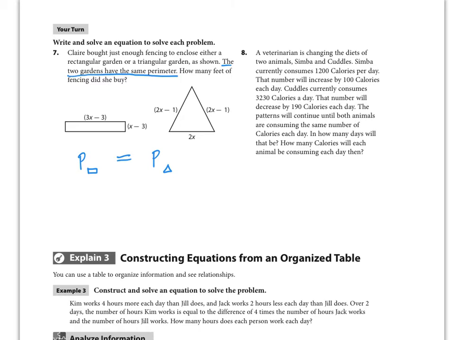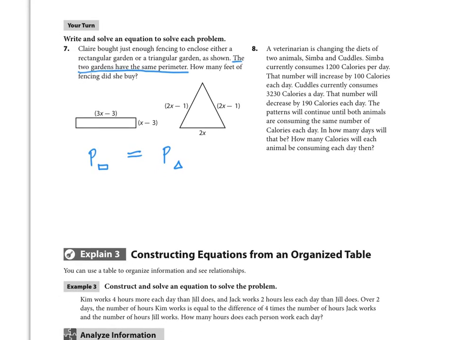So all I have to know is, how do I calculate perimeter? I know they don't give me nice numbers here. They give me some variable expressions. So it's going to look a little messy, but here we go. The perimeter of the rectangle is 2 times this 3x minus 3. That's this part. 3x minus 3 is the length. So I've got 2 of them, the top and the bottom. Then I add the 2 widths. The width is x minus 3. So I've got 2 of those.